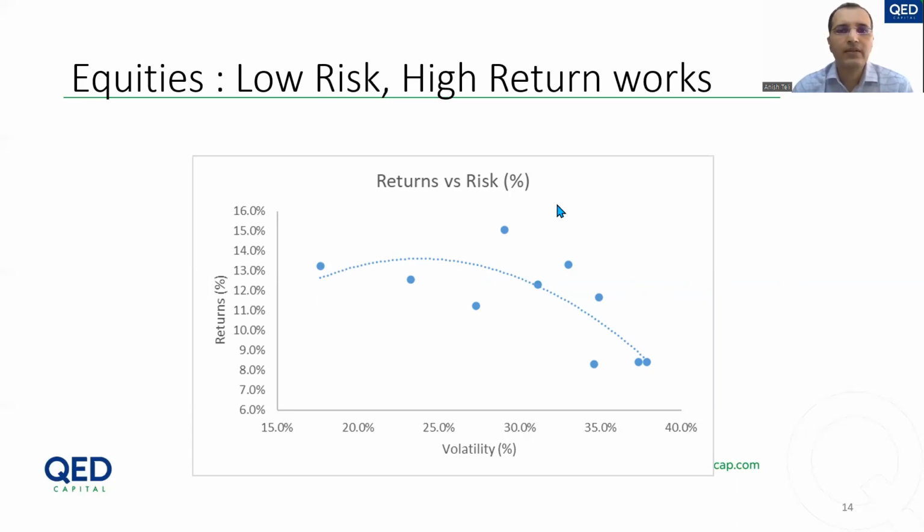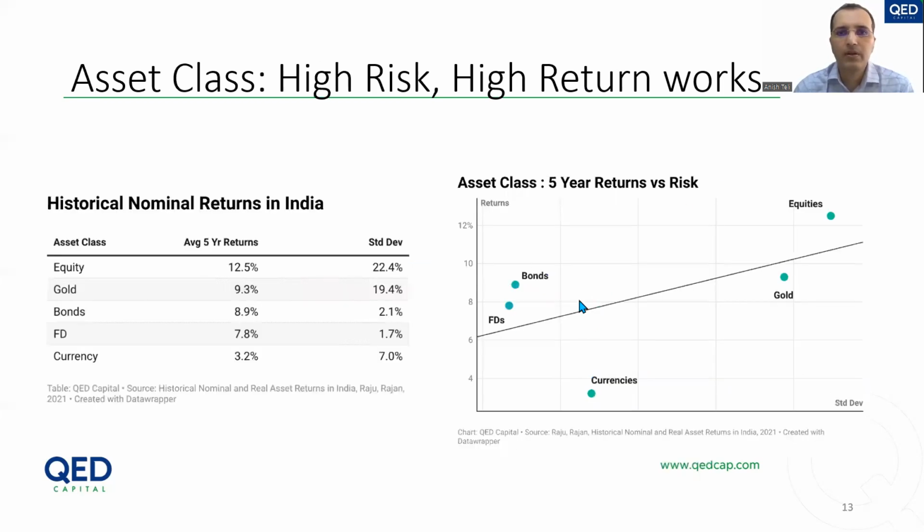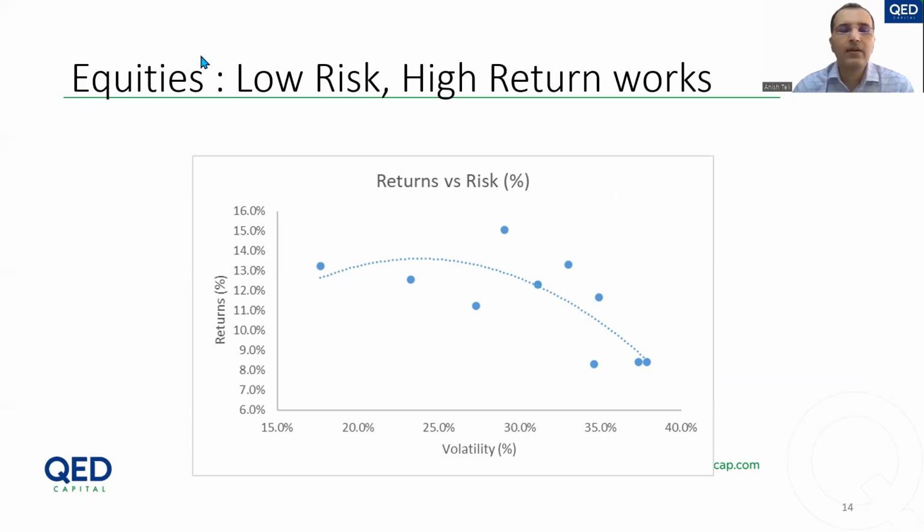So that's our two slides for today. I want to leave you with this picture, this one and the previous one: high risk, high return works at the asset class level. At the equities level, low risk, high return works. And we'll discuss more about this in the coming weeks.